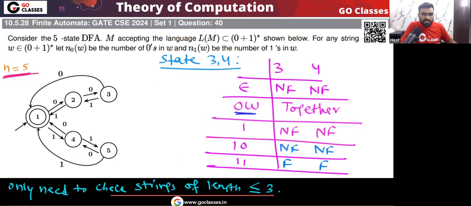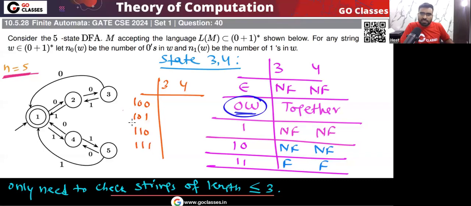Now we have to check 3 length strings also. Remember, for states 3 and 4, we have to check 3 length strings also. We don't have to check strings starting with 0, that is already done here. So now we have to check 3 length strings. In the 3 length strings, we have to check these. That's it.